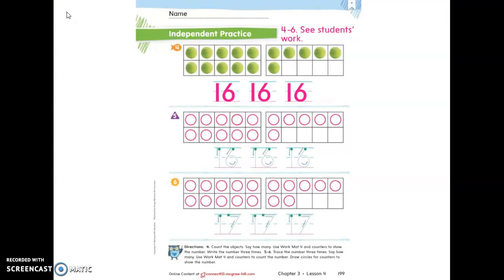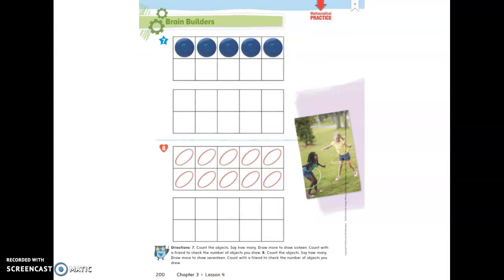These are your correct responses. Take your time to look at each one to see if you did it correctly. Now, on page 200, we will do this page together. In number 7, it's asking us to count the objects, say how many, and draw more to show 16.